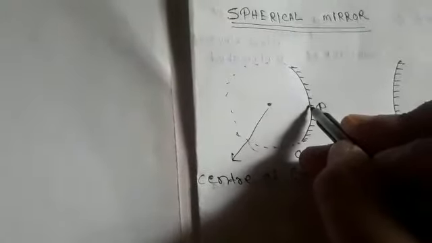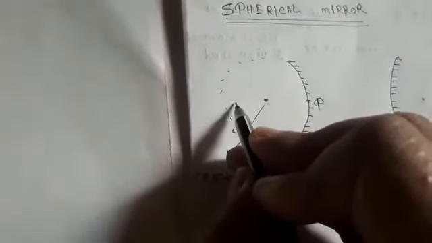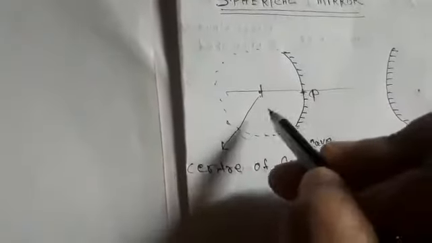This point is the midpoint of the mirror. So this is called the pole, denoted by P. The midpoint of the concave mirror is the pole, denoted by P. If we draw a line joining the center of curvature and the pole, then it is called the principal axis.